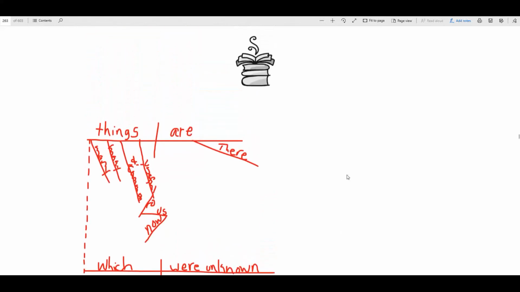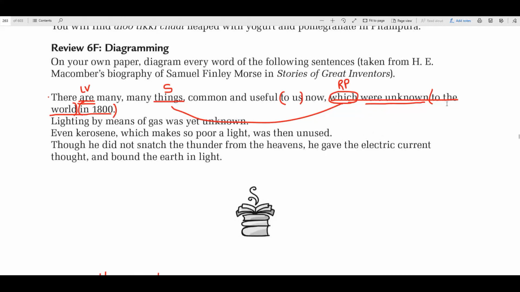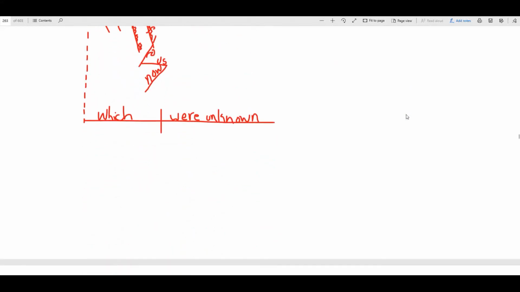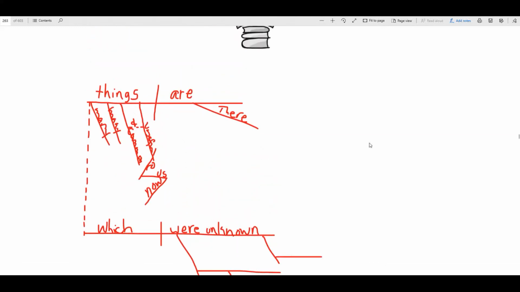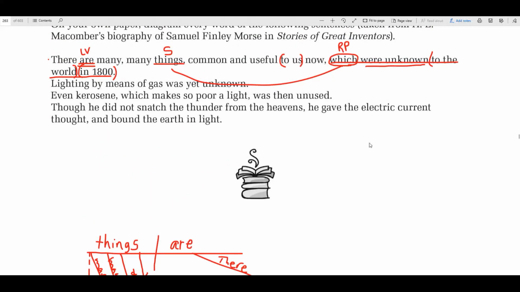Now, the rest of it you might could do yourself. It's just these prepositional phrases, to the world and in 1800. And these both go with the verb because they tell when and to whom. So you'd have to world the, and then you would have in 1800. Okay? So there you are. Now let me go ahead and erase this. It's kind of in the way.